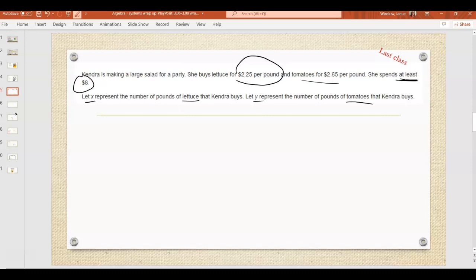So let's write an inequality that represents this situation. So we have $2.25 per pound of lettuce. Well, it said to let X represent pounds. So we'll multiply the cost per pound. Plus the tomatoes are $2.65 and the cost per pound is Y, right? And we know that that's going to be $8.